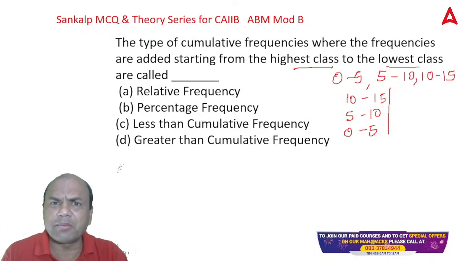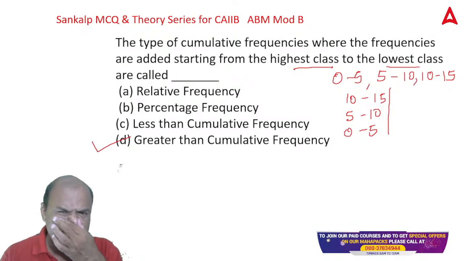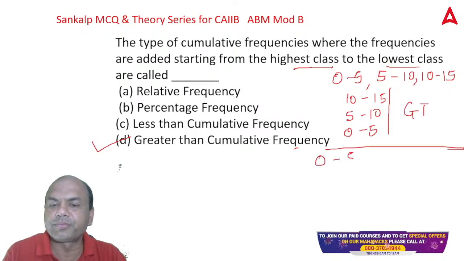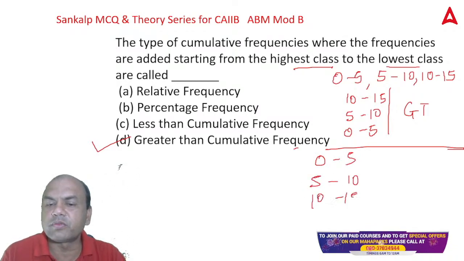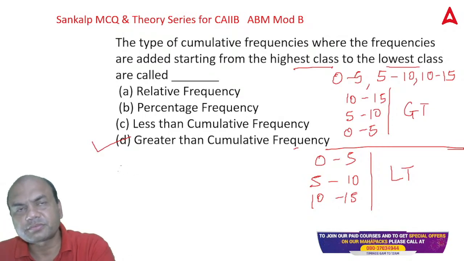The name itself is enough. What is the name? Where is it starting from? It is starting from the highest one. So that's why it is greater than, isn't it? If you are arranging it in this way, this is greater than. I'll write GT over here. And if I arrange it like this, 0 to 5, 5 to 10, 10 to 15, then what do I get? I get less than, LT. Okay, got it clear?